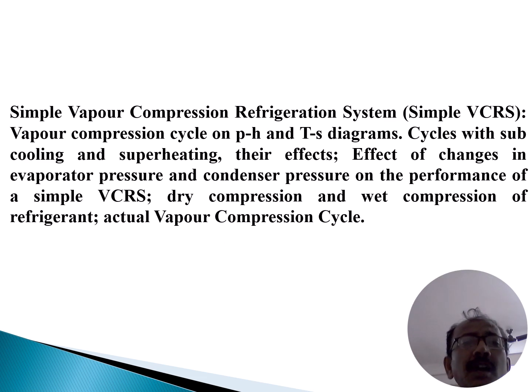So in this chapter, we will discuss the simple vapor compression refrigeration system, that is VCRS, the vapor compression cycle, the p-h and T-s diagrams, the cycle with subcooling and superheating and their effects, the effect of changes in evaporator pressure and condenser pressure on the performance of a simple vapor compression refrigeration system, dry compression, wet compression of the refrigerant, and the actual vapor compression cycle.